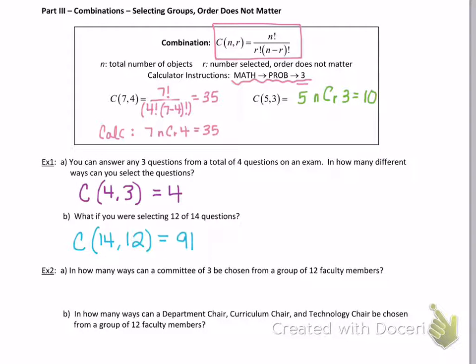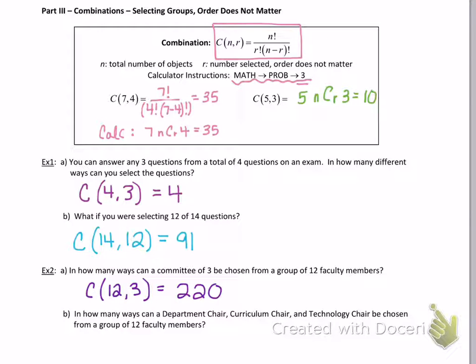Example 2. In how many ways can a committee of 3 be chosen from a group of 12 faculty members? Again, it doesn't matter the order we choose them in, they're just a group of 3 people, all with equal jobs. So we have 12 faculty members, and we're choosing 3 from that, which gives us 220.